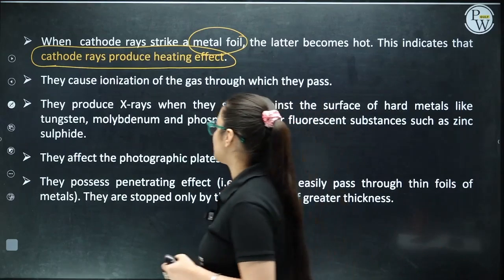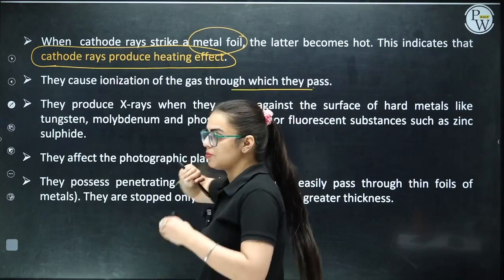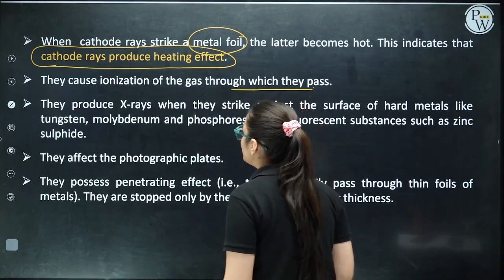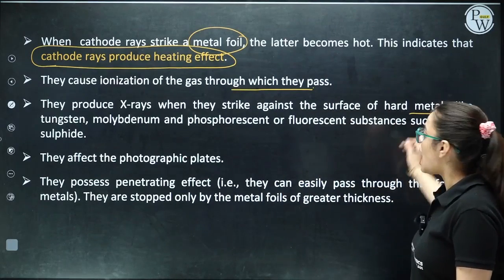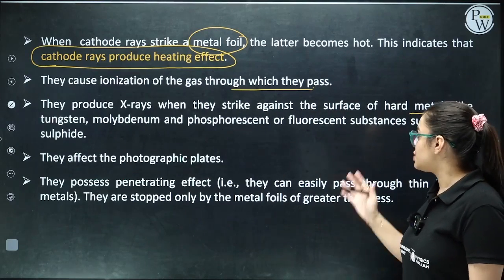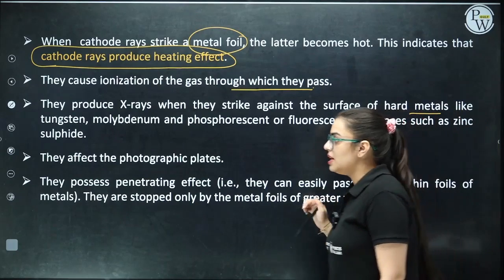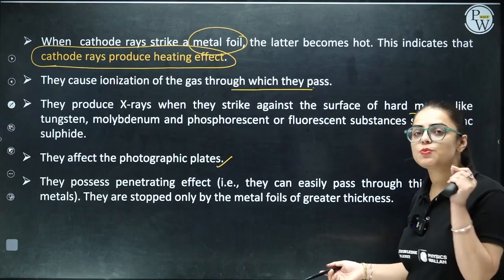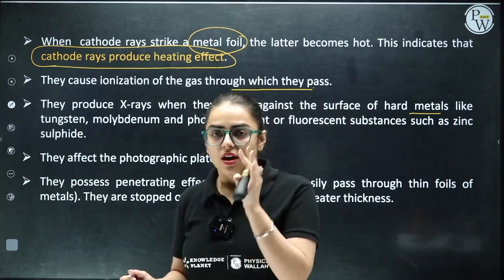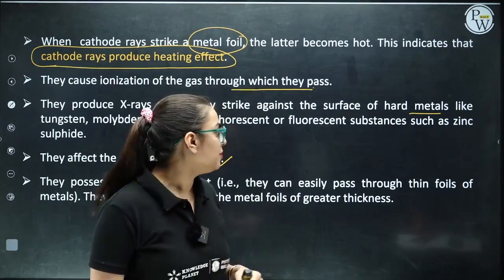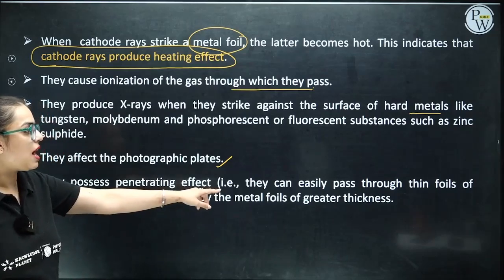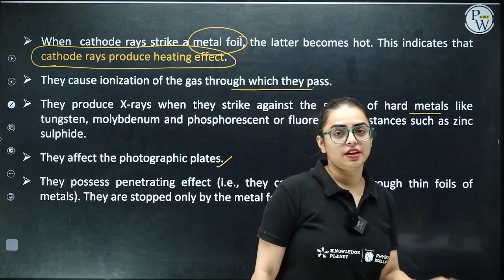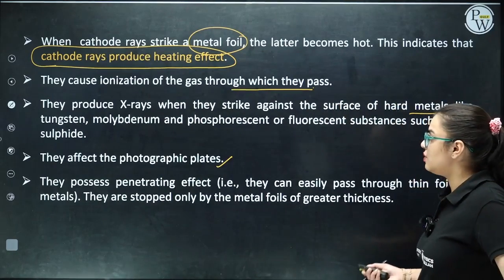Now the next is they cause ionization of the gas through which they pass. That means they are going to ionize them, dissociate them into ions, right? They produce X-rays when they strike against the surface of hard metals like tungsten, molybdenum, and phosphorescent substances like this. Now, they affect photographic plates. Next is, they possess a penetrating effect. Now, what is the penetrating effect? When you can move from one phase to another phase, that is penetrating. They can easily pass through thin foils of metals. They are only stopped by metal foils of greater thickness. Clear everyone? So these were the properties.